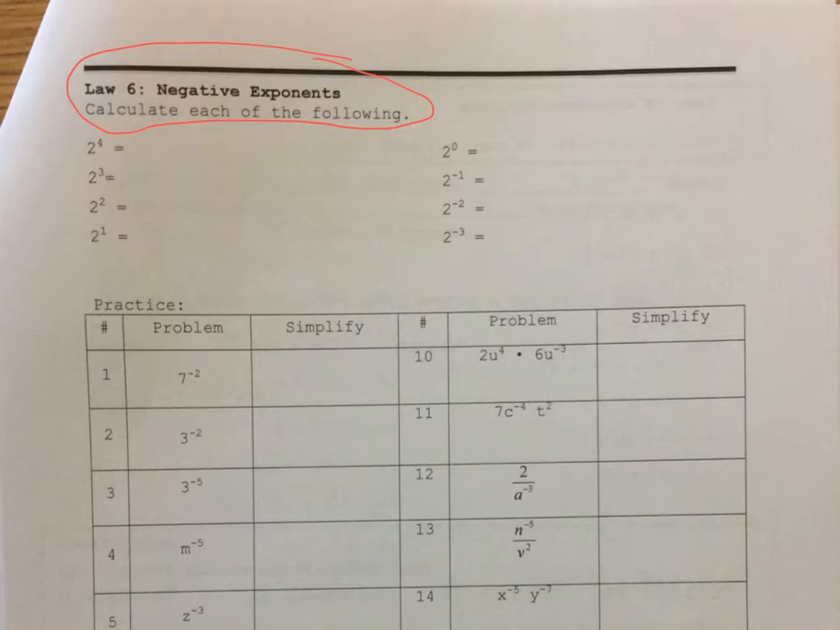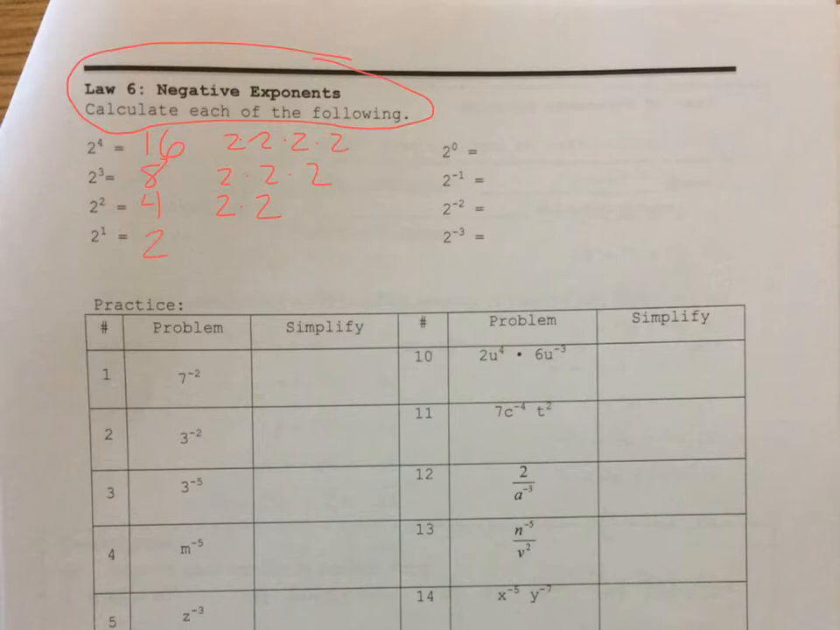If we look at powers of 2, 2 to the 4th is 16. It's 2 times 2 times 2 times 2. 2 to the 3rd is 8. It's just 2 times 2 times 2. 2 squared is 4, 2 times 2. And 2 to the 1st is 2.